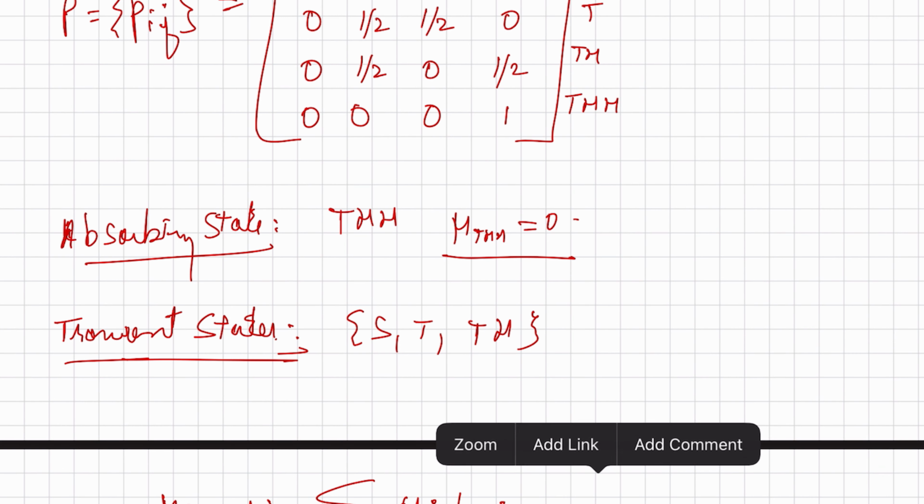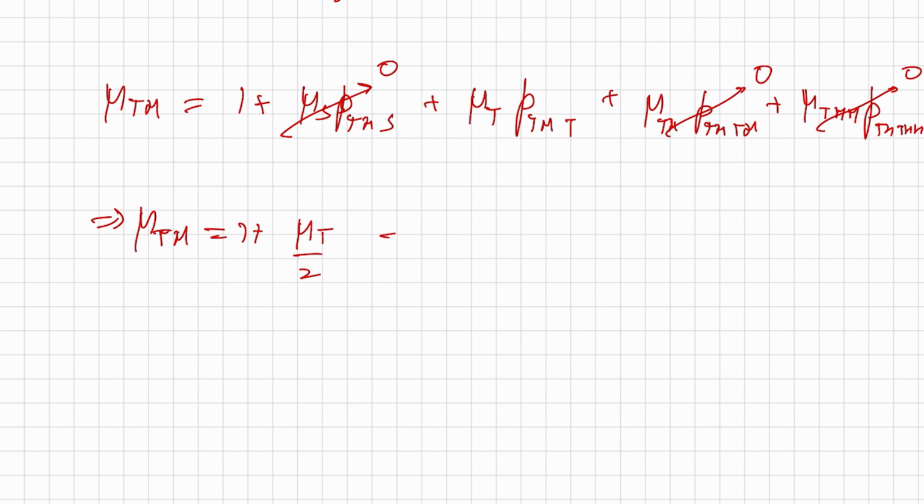Okay, first equation, and I can write this like this. I can say it's mu T by 2 minus mu TH is equal to minus 1.